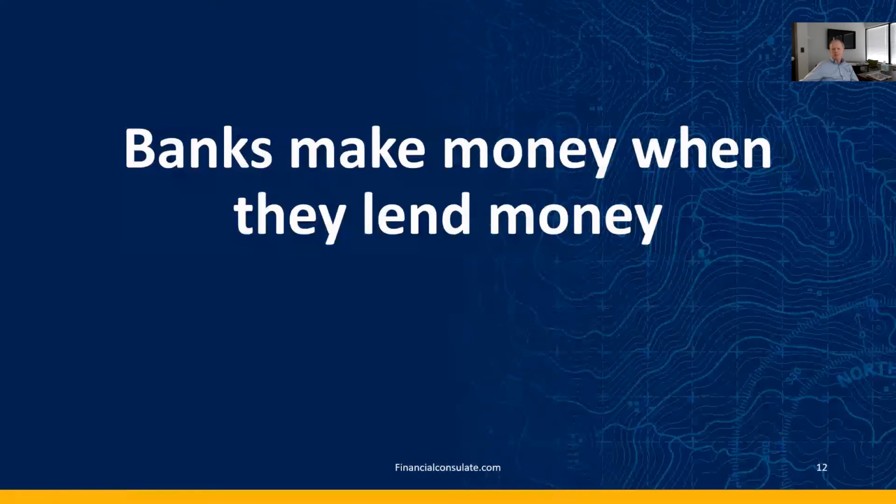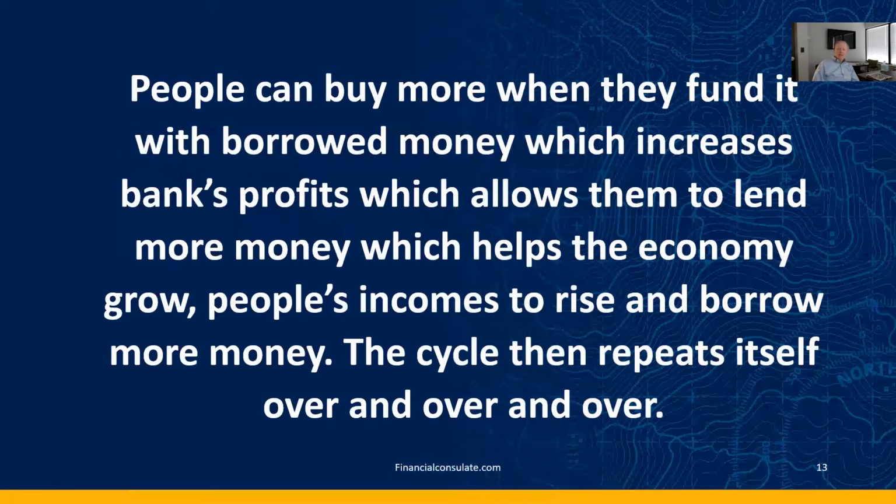But banks make money when they lend money. And so fundamentally, follow this for a little bit here. People can only buy more if they borrow, because otherwise you have to save more money and then you can spend more. But if you borrow, that increases your spending capacity. As you're borrowing money, banks are making money. Times are good, banks can lend more money, which then helps the economy because it's putting more money in people's income, especially people that have businesses benefiting from people buying their products. So people's incomes are rising, which allows them to borrow more money. And the cycle just keeps repeating itself.